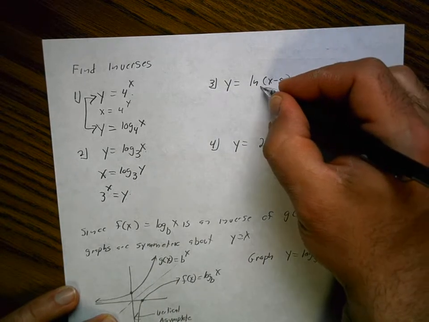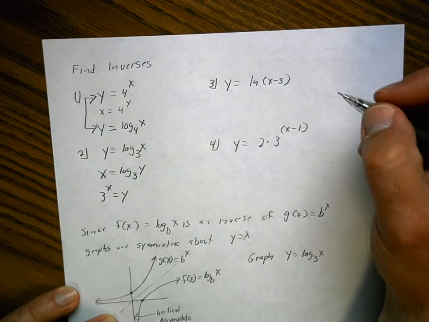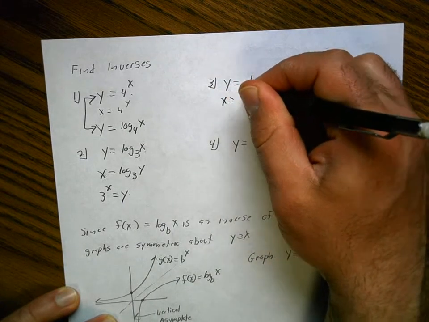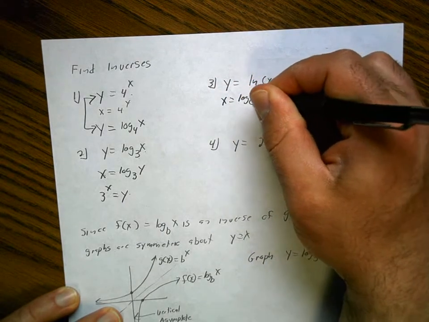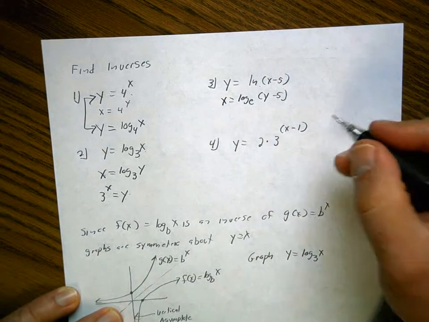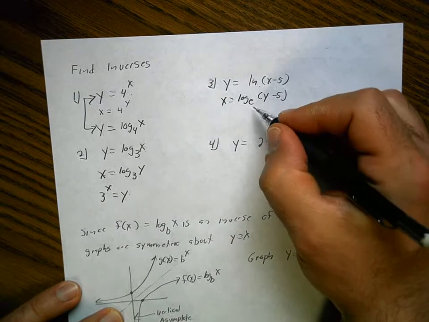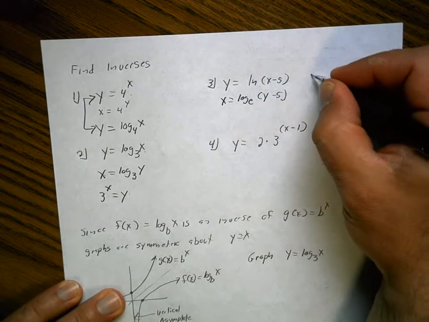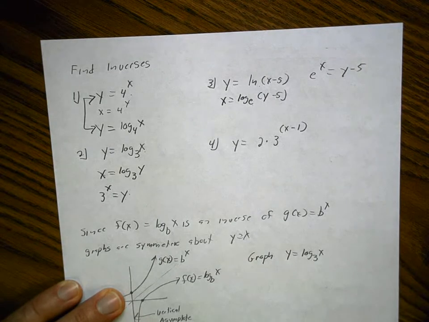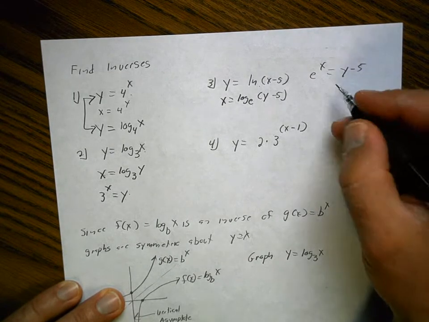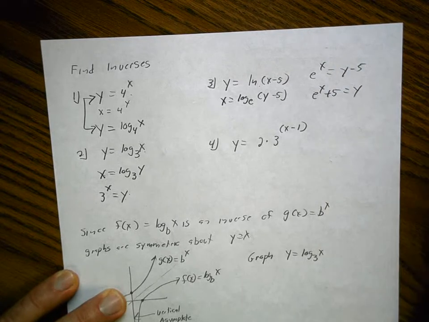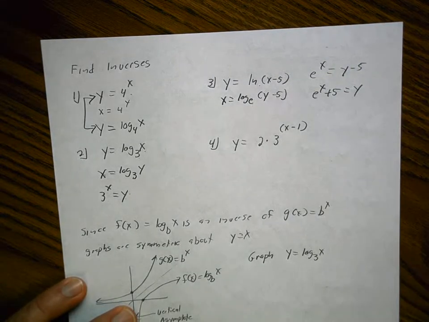Okay, this one's natural log, same as log base e. So let's substitute the x and the y. I'll actually write it as log base e. And now we have to put it in exponential form. So it's e to the x equals y minus 5. Okay, now I just have to add the 5. And I've got the inverse.